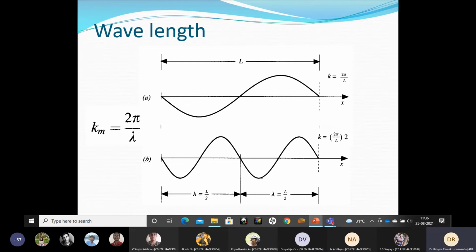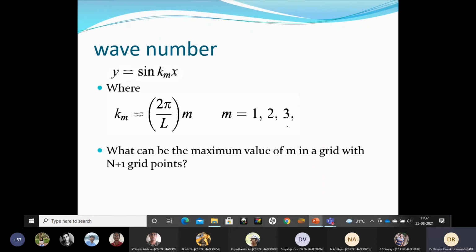In general, if you want to convert this L into 2 pi, if you have km equal to 1, there will be one wave. If you have km equal to 2, you will have twice this value, so two waves in that 2 pi. So it's called wave number. How many waves are there in the interval 2 pi? For m, you can put 1, 2, 3, etc. 2 pi by L into m will be km.